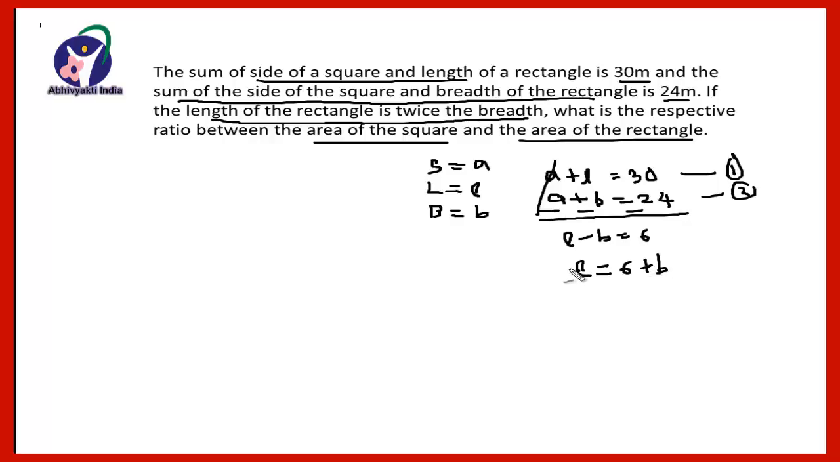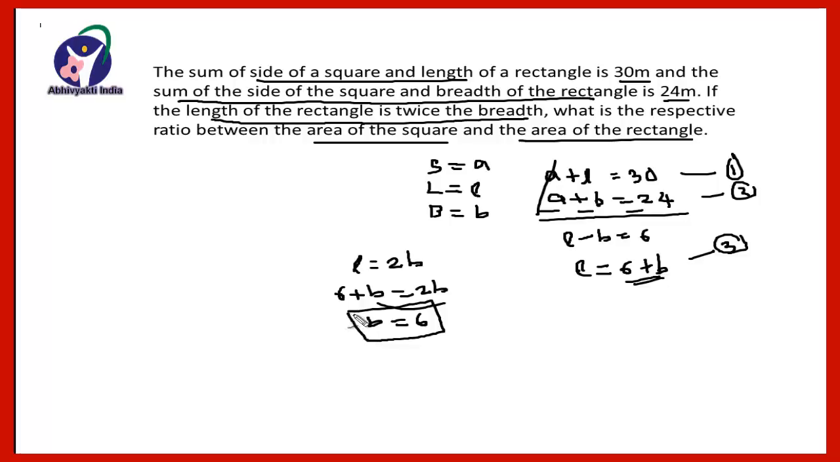Now here the third condition is also given. Let this be equation number 3. The third condition is that the length of the rectangle is twice the breadth. Length of the rectangle that is equal to twice of the breadth. Here length is equal to 6 plus b, so it will be 6 plus b, that is equal to 2b. If you take b to other side, we will get b is equal to 6. So the breadth is 6.